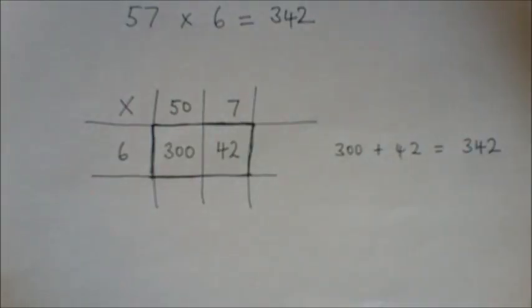So well done if you got all those 6 parts. If you didn't, you might want to rewind the tape and just keep going through it till you've got it. And a really good way of making sure you've learned something is to be able to teach it to somebody else. So why not show mum or dad or a sibling, somebody in your household, how to do grid multiplication.